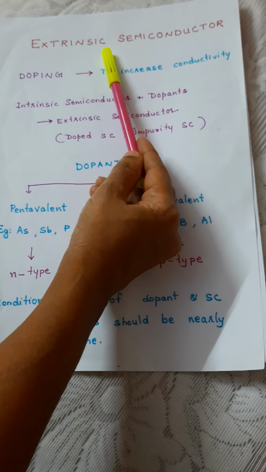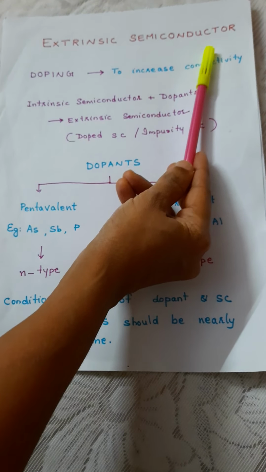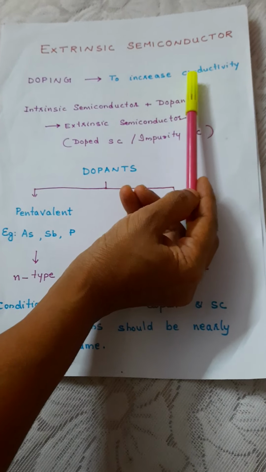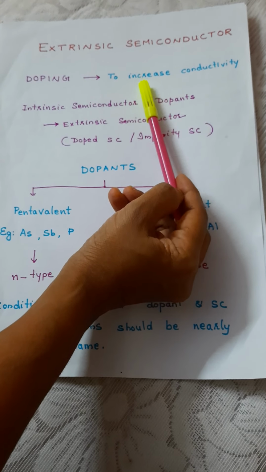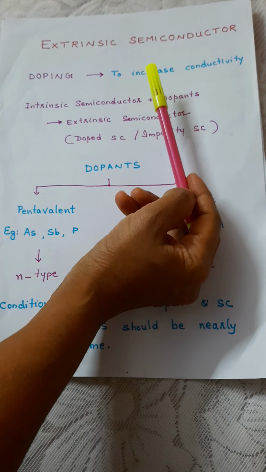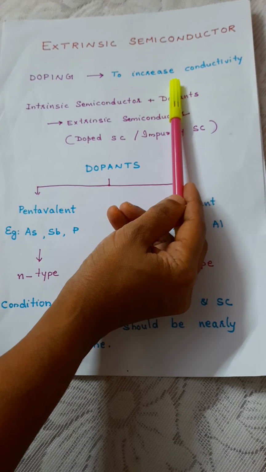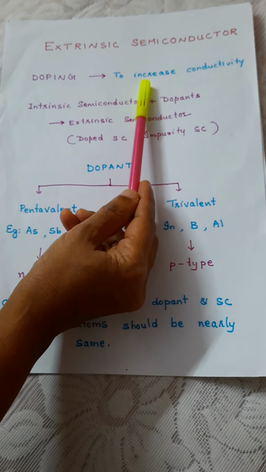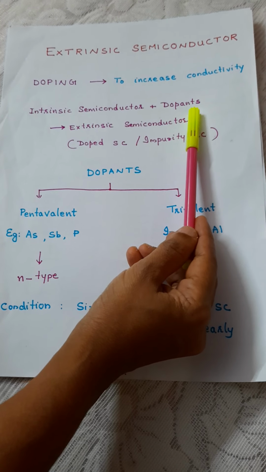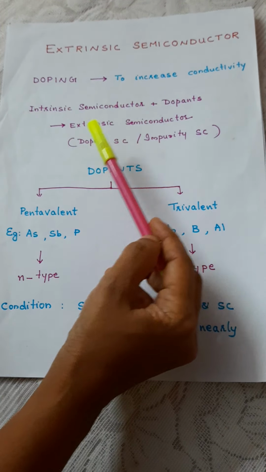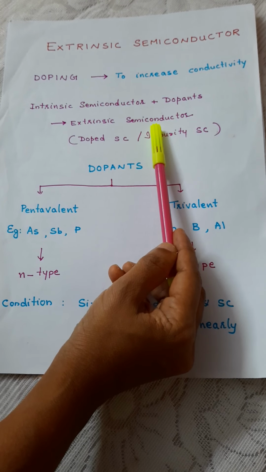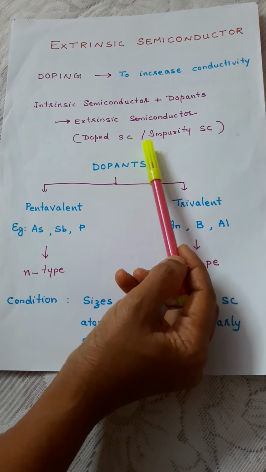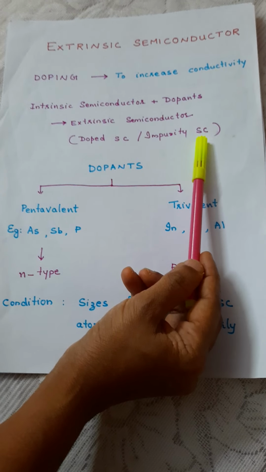Today let us learn extrinsic semiconductor. The conductivity of an intrinsic semiconductor can be increased by adding suitable impurities to it. The process of adding suitable impurity to a pure semiconductor is known as doping. The impurities added are known as dopants, and the semiconductor obtained after adding impurity is called extrinsic semiconductor or doped semiconductor or simply impurity semiconductor.